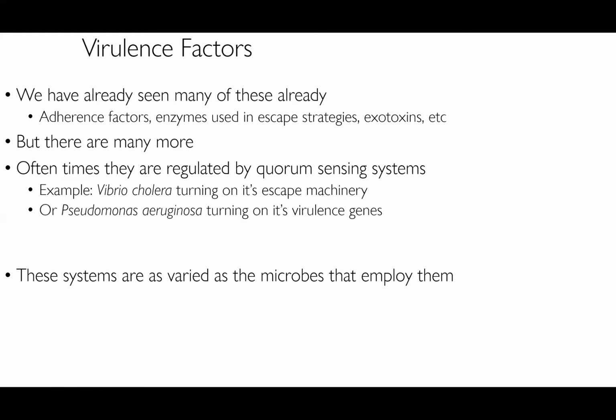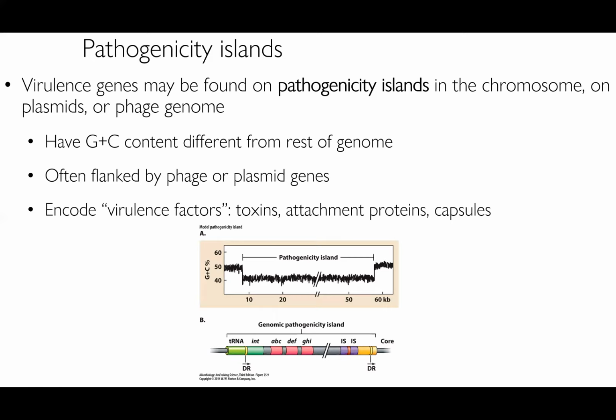And so these systems are extremely diverse as a whole, but there is one particular aspect of virulence that's called pathogenicity islands. Genes that make bacteria more virulent can typically be found on what are called pathogenicity islands. These are on the bacterial chromosome. They can be on a plasmid or they can be found in phages. What's sort of interesting is they typically have a very high GC content, so many, many more guanosines and cytosines make up their genome composition. And they're often flanked by phage or plasmid genes.